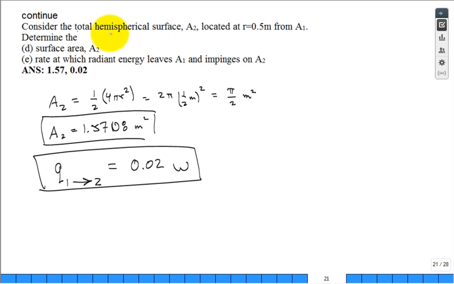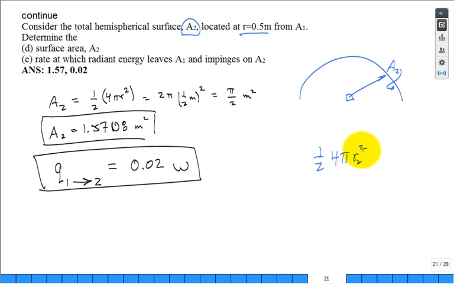So we have the total hemispherical area A2 of an enclosing surface having a radius of 0.5 meter above that surface A1. So little A1 down here, and then you go out a particular radius, and that's A2 enclosing it. Maybe I should draw it like this. There, A2. What is the magnitude of the surface area A2? It's half of the 4 pi R squared, and you calculate it.